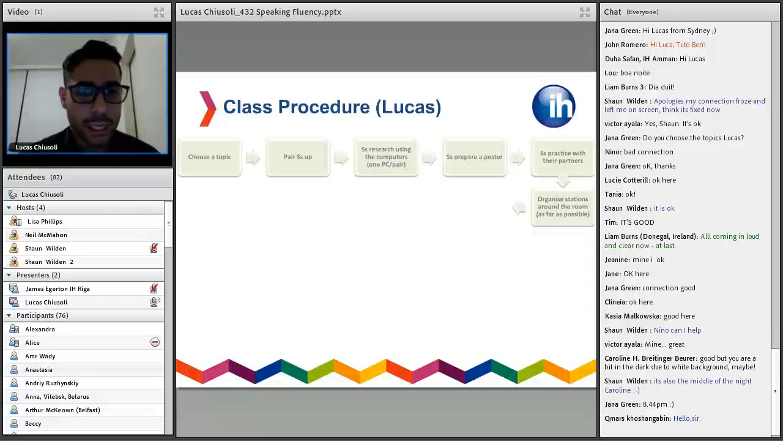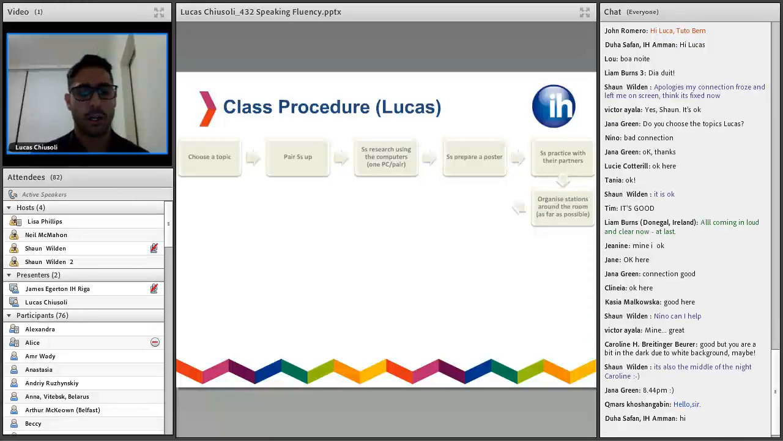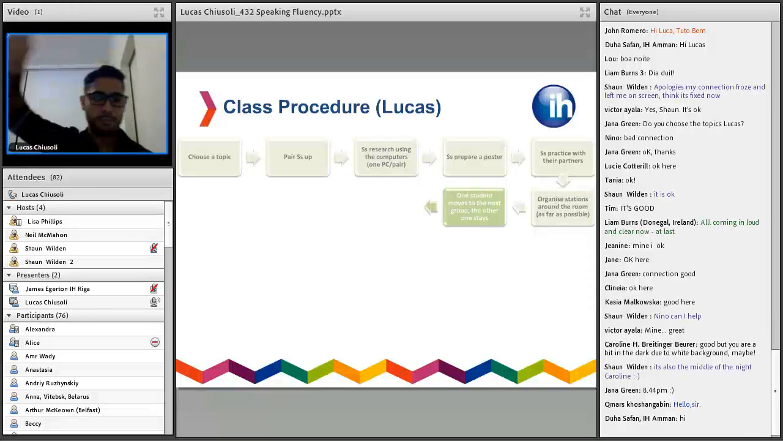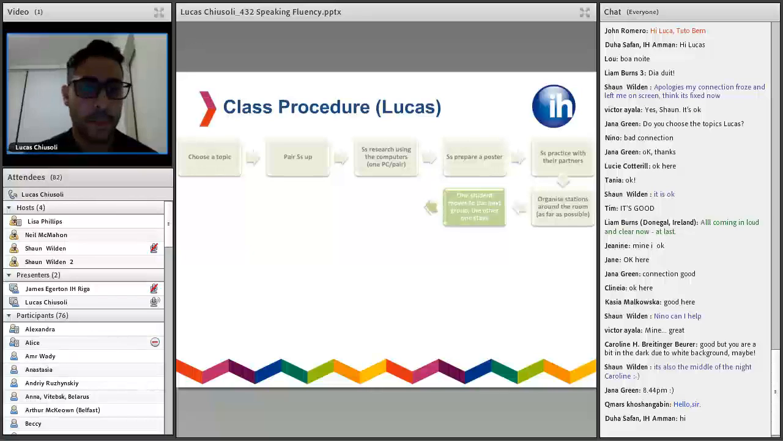Once they do that, the idea is to organize the class. So organize different stations, try to get students as far away from each other as possible. If you can go outside the classroom, that's okay too, that's great. If you can use a student common area or something, but just place students around the classroom, okay? And that's when the speaking starts.